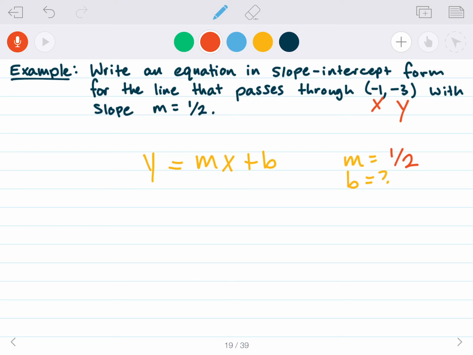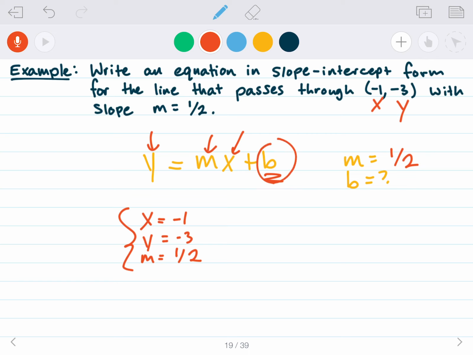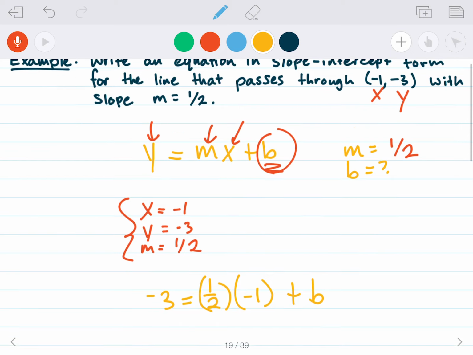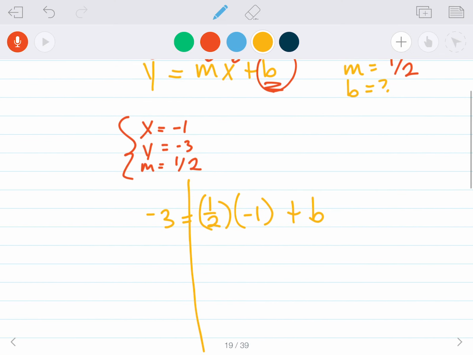So we know that x is equal to -1 and y equals -3. We also know that the slope is 1/2. And so what we're going to do is use these things to solve for b in this equation by subbing in each number and figuring out what b is that way. So we have y, which is -3, equals m, which is 1/2, times x, which is -1, plus b, which we don't know.